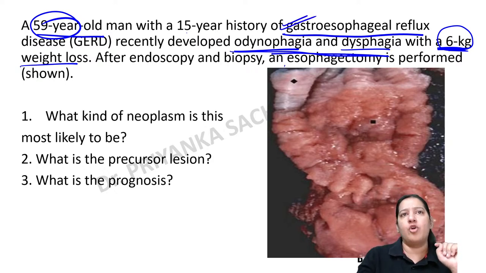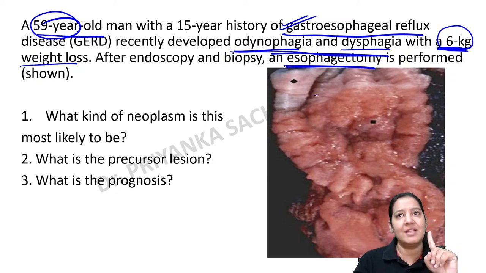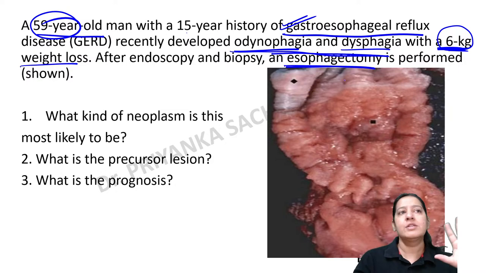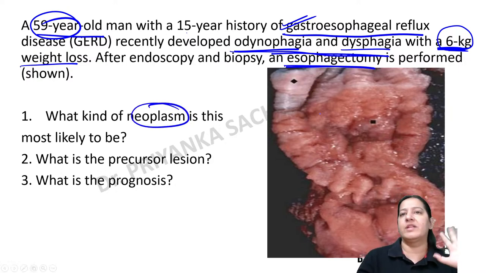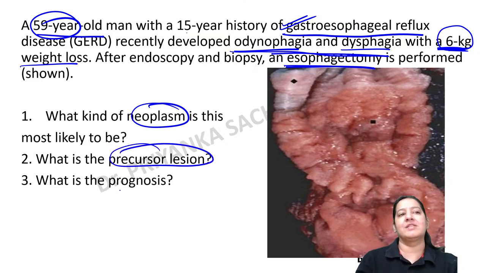So esophagectomy is done. There is some problem in the esophagus and the surgeon has removed the esophagus. So the diagram of the esophagectomy is shown to you. What kind of neoplasm is shown in the diagram? What is the precursor lesion in this neoplasm? And what is the prognosis?